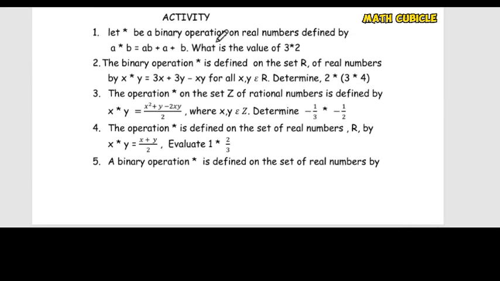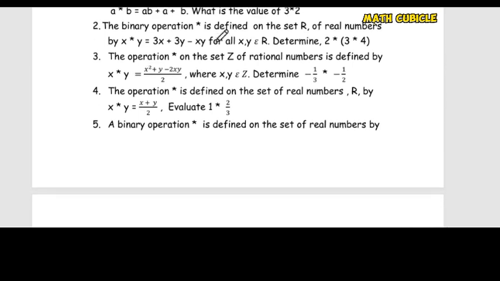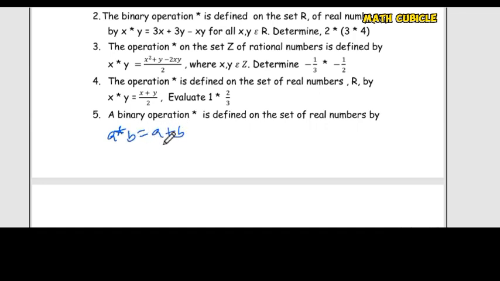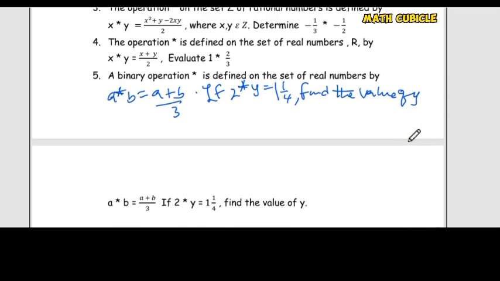This is a question. Okay, let me complete this. It's defined by A operation B is equal to (A plus B) over 3. If 2 operation Y is equal to 1 1/4, find the value of Y. Look at it here.